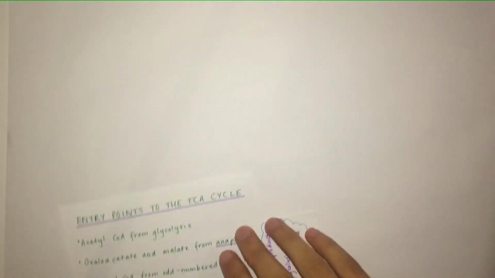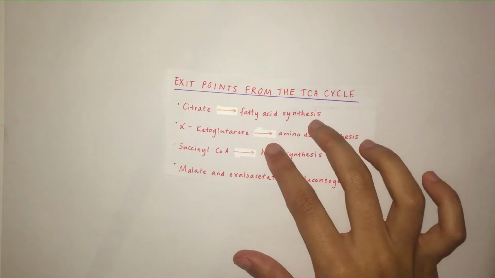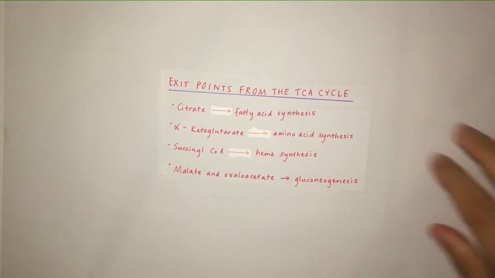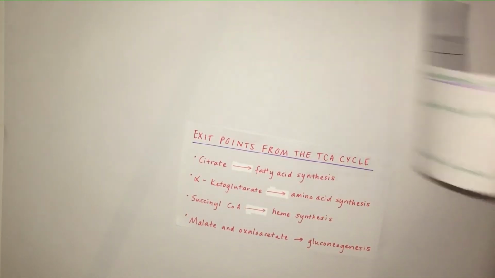Finally, just some exit points from the TCA cycle. We have citrate, which leaves and goes into fatty acid synthesis, which I'll have another video on. Alpha-ketoglutarate, which can go into amino acid synthesis, which you'll see in the urea cycle. Succinyl-CoA can go into heme synthesis, which I don't have a video on because I didn't go through that in my course, but just know that it can go to make heme in the body, which is really important. And then we have malate and oxaloacetate, which can exit and go into gluconeogenesis. So those were the entry and exit points to the TCA cycle.